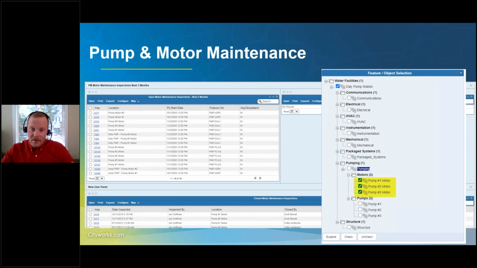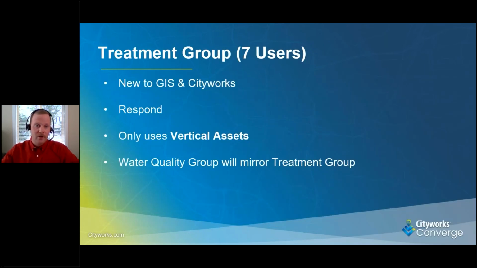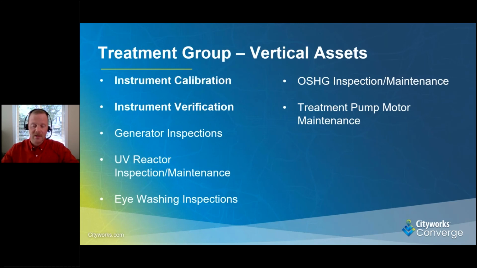All right, really quick, we're going to move on to the treatment group. They are new to Cityworks and GIS, primarily because they had no way to interact with it until we developed the vertical asset system. And because they only work inside, they're only working with vertical assets. Here is a list of the work activity that our treatment group does. And we're off to a good start, but we estimate we're only about a quarter of the way complete with what we want to do with Cityworks.